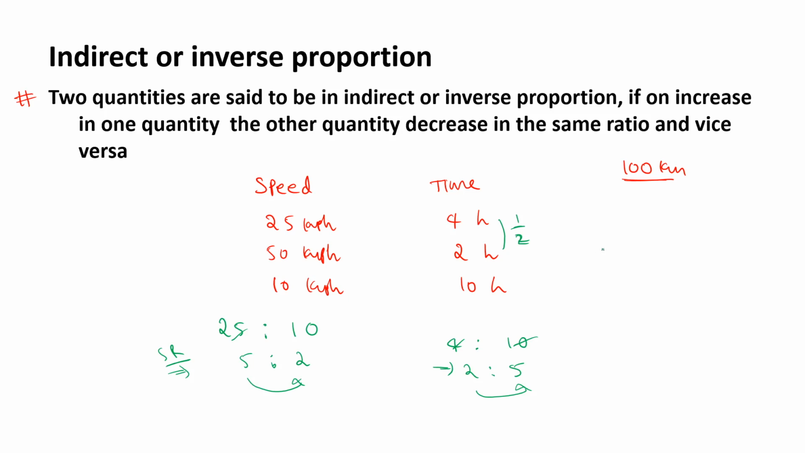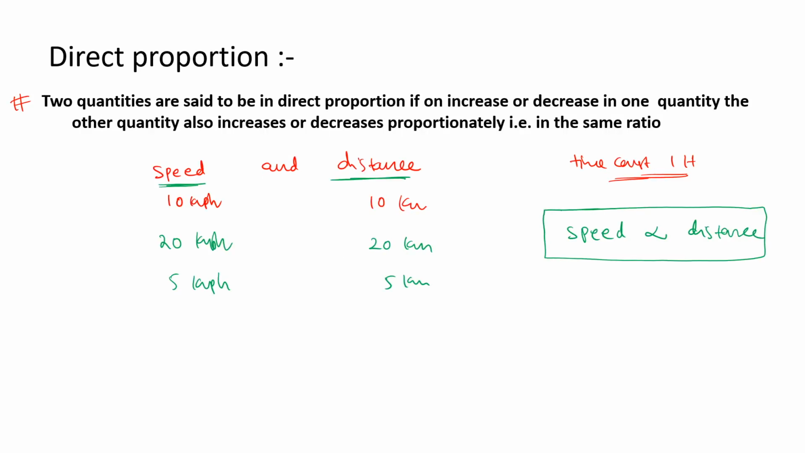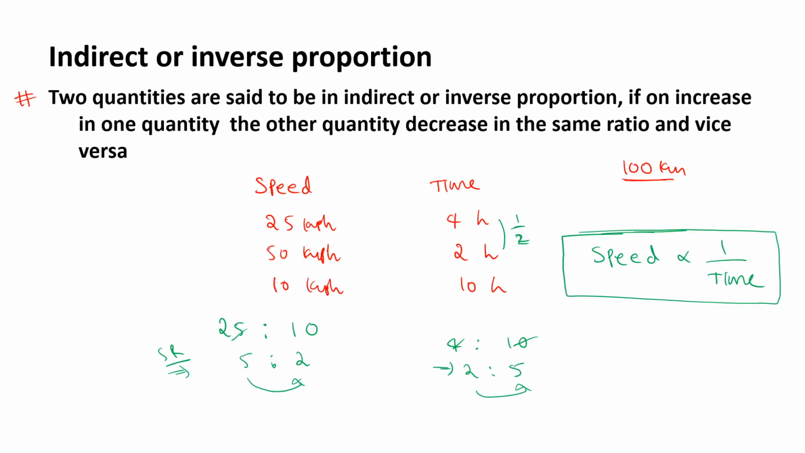Now we can conclude that speed and time are inversely proportional to each other, and to indicate the inversely proportional relation between two quantities we use this sign, and we can write like this: speed is inversely proportional to time. Now speed and time are in indirect or inverse proportion. This is what we call direct proportion and indirect proportion.